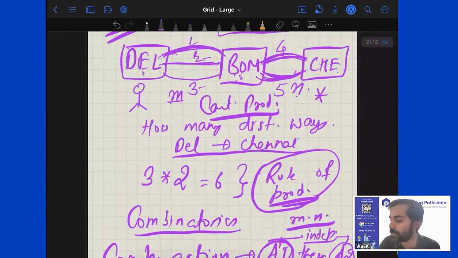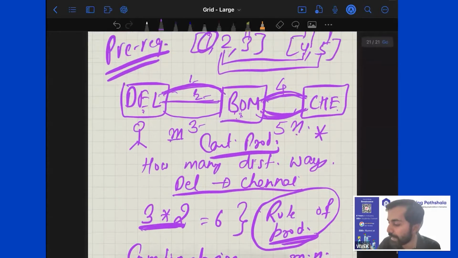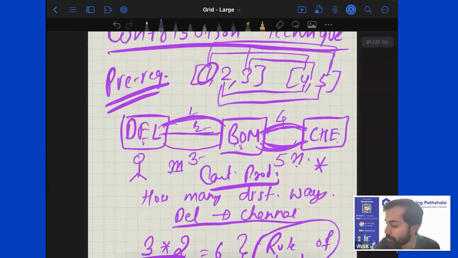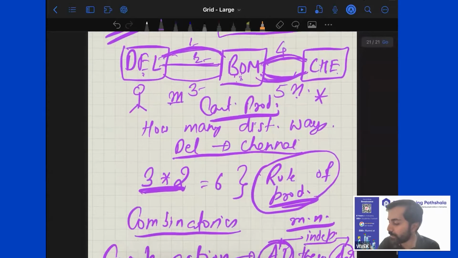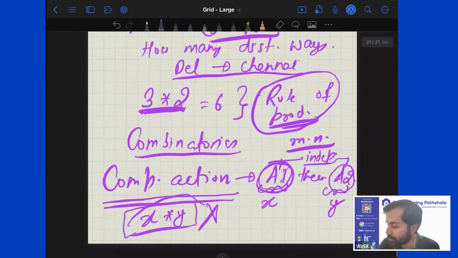Just take this example. If somebody says that, hey, if you are coming from highway 1, you cannot take highway 5. So if that is the rule, I cannot do 3 into 2, because when I am doing 3 into 2, I am by default considering 1 comma 5 also as a combination, right? So I can blindly do this rule of product only if both the actions are independent.